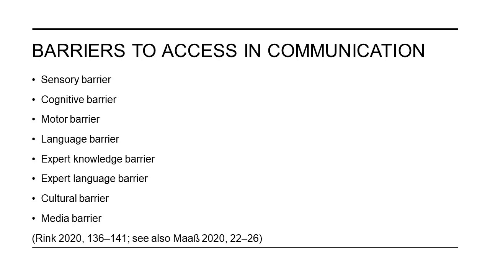So the first barrier on the list is a sensory barrier. An example of a sensory barrier would be a case in which the text is presented orally and the recipient cannot hear. The second barrier on the list is a cognitive barrier. The text represents a cognitive barrier if there is something about it that the reader cannot process. This could be related to abstract content, for example. And the third barrier type on the list is the motor barrier.